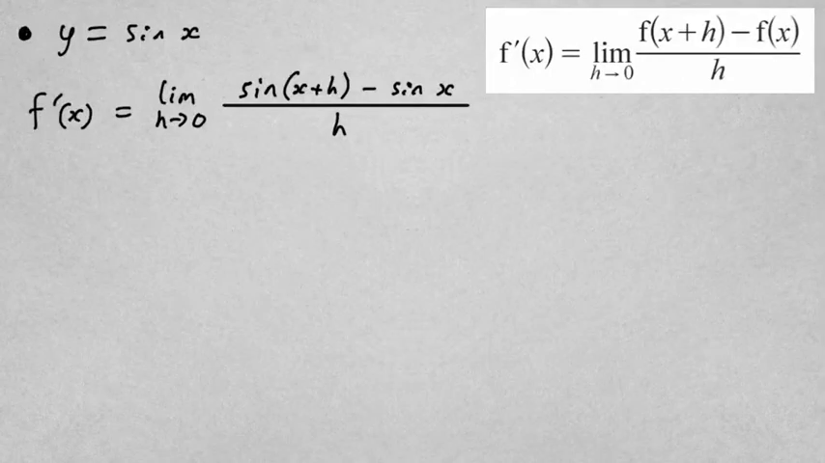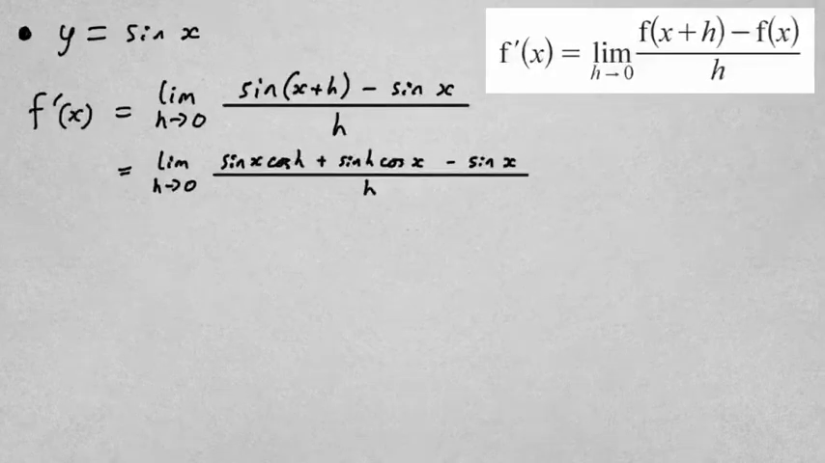Okay, to go any further, we're going to have to expand this, and that has to be expanded using the compound angle formula, which is also in the formula sheet. I just haven't copied it here. So if we do that, we get sin x cos h plus sin h cos x. And then, of course, we've still got the take away sin x here.